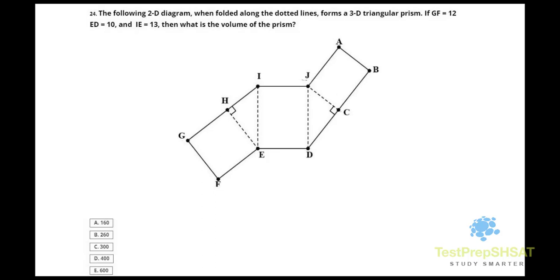The following 2D diagram, when folded along the dotted lines, forms a 3D triangular prism. If GF equals 12, ED equals 10, and IE equals 13, what is the volume of the prism?